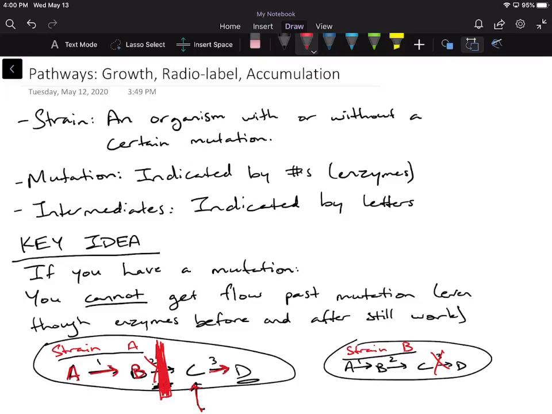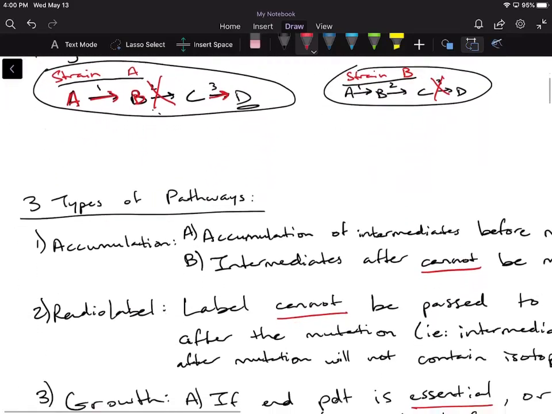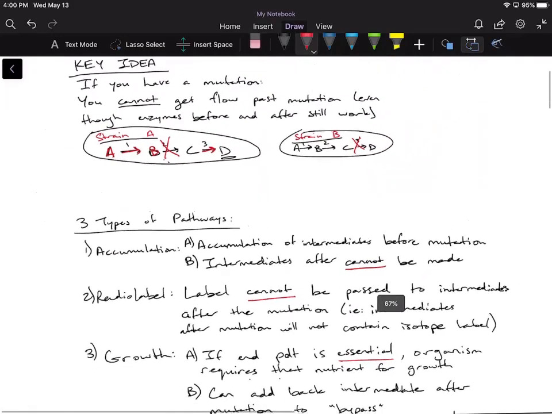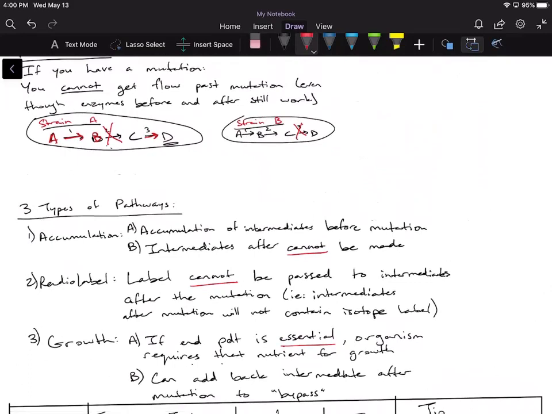So that's the basic idea, and now we're going to be conducting different experiments with different types of pathways. So growth, radio label, and accumulation all have slightly different logic behind them, but the basic principles are the same. So let's just try it out over here. Okay, so I'm going to continue leaving this here. And now there are going to be 3 different types of pathways that we're going to be learning about in this class.